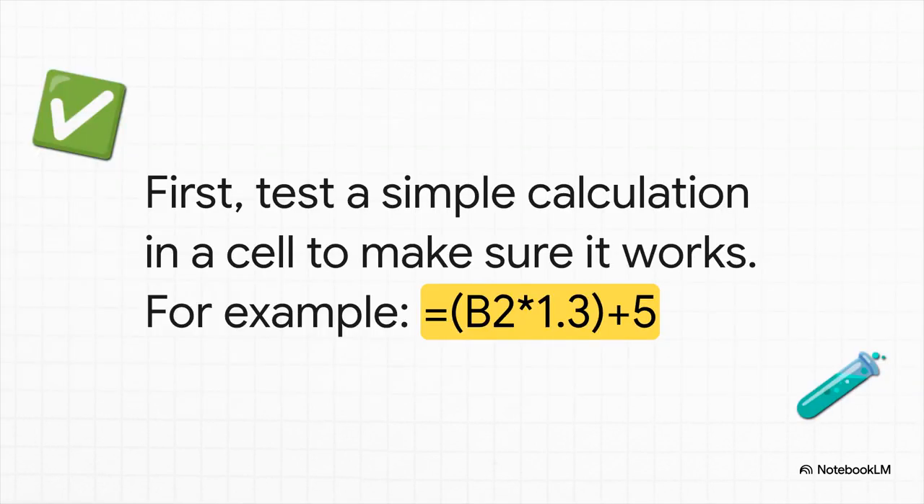All right, step 1, test. This is the part you already know how to do. Let's imagine a really simple price conversion. We take a price from cell B2, we multiply it by, say, an exchange rate of 1.3, and then add a $5 shipping fee. We just type it in a cell, hit enter, and make sure it gives us the right number. Step 1, done.